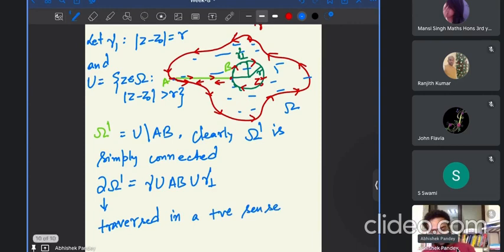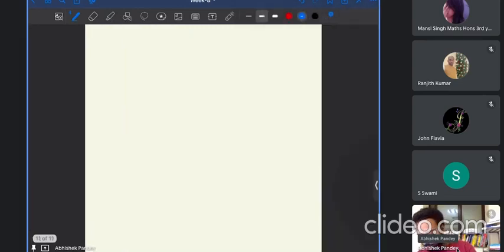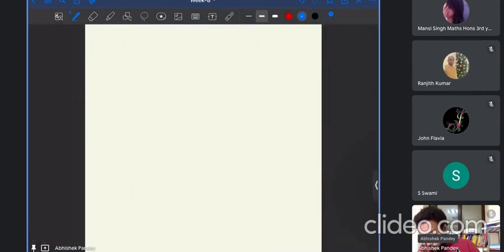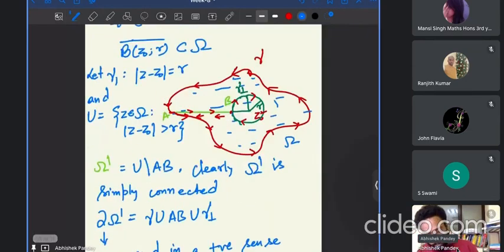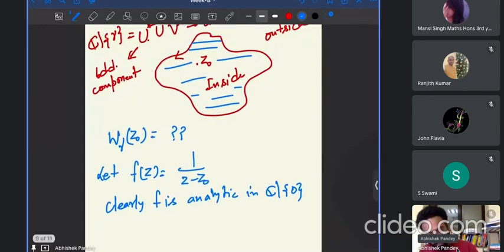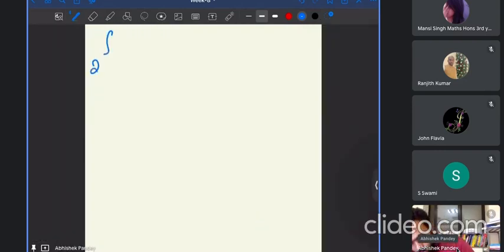So what would be the integral over the boundary of omega dash of this function f(z)? The integral over the boundary of omega dash of d xi upon xi minus z naught is equal to 0, because this function is analytic in this region, and the boundary of the Jordan domain is a simply connected domain. So this will be 0 by Cauchy's theorem only. Is it okay?